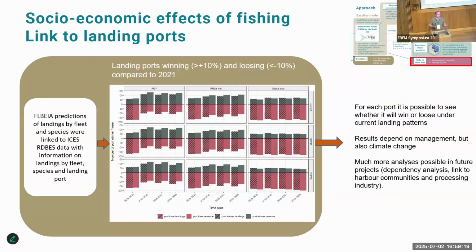Last but not least, we also linked model outputs to RDBS data in ICES, where we have landings by port. So for each port, we can calculate whether it will win or lose under a certain management strategy. What we see here is, again, the negative effect of climate change, and also that the PGY scenario performs best, FMSY-min is second, and status quo is the worst. And we can do much more analysis in future projects with this. So I think this is a very valuable link of available data.